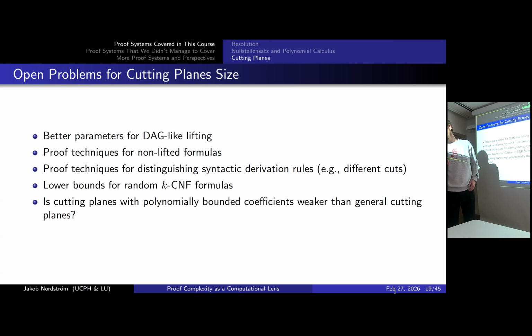Lower bounds for random k-CNF formulas where k is smaller than log n is a big open problem, but I think it's believed to be very hard.